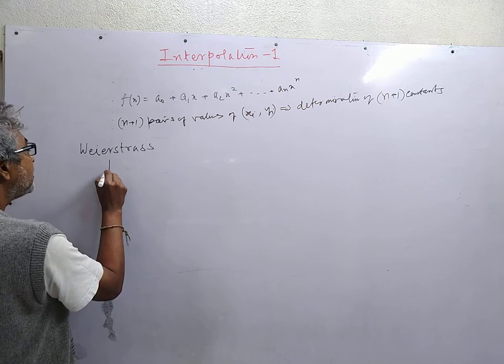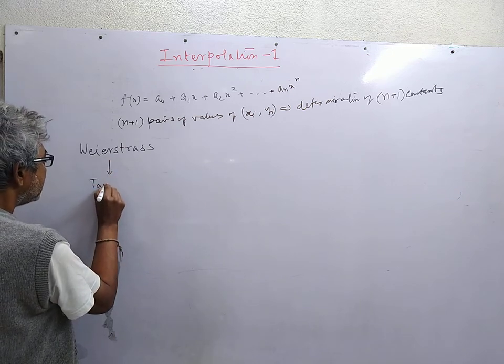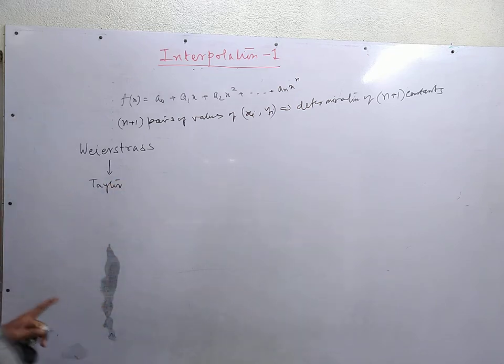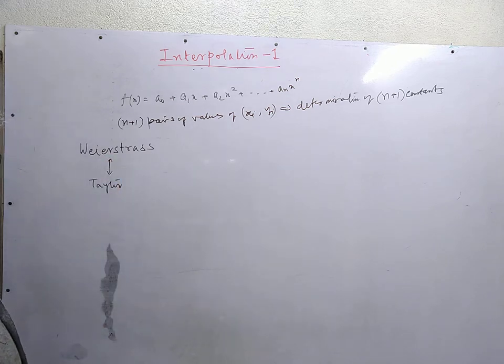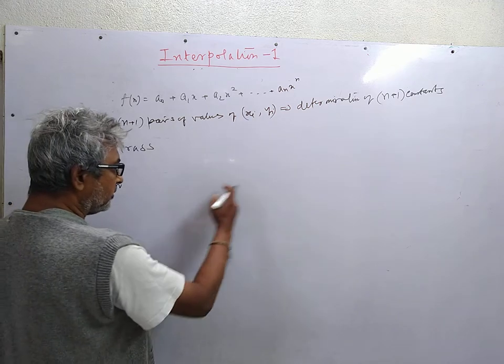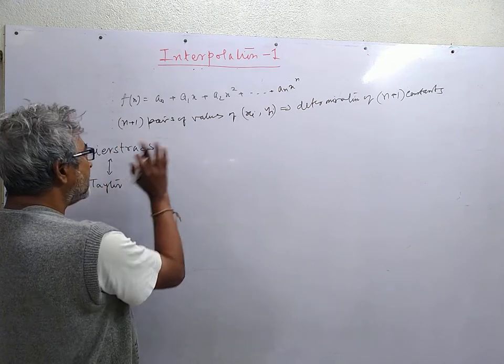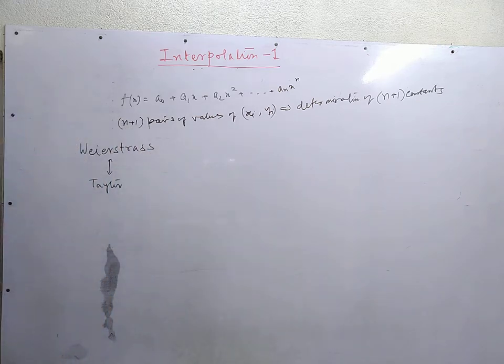This is an equivalent of Taylor series expansion. Taylor expansion in analytical mathematics is being replaced by the Weierstrass principle. The principle says that if we have a given set of data, a curve or a set of data, then this curve can be approximated or estimated by a polynomial, so that the error at each and every point can be made as small as we please.